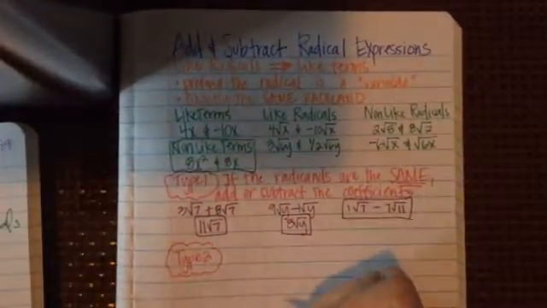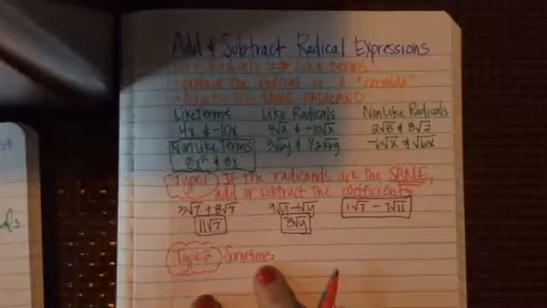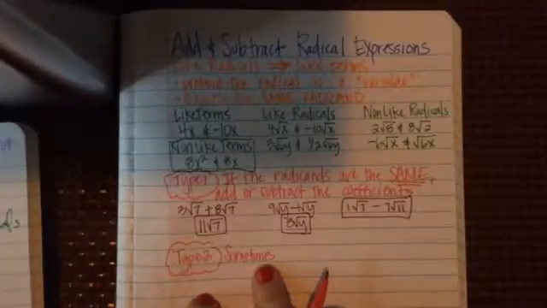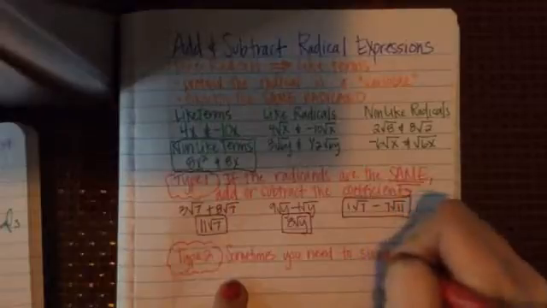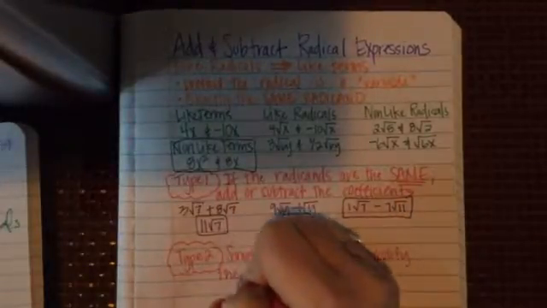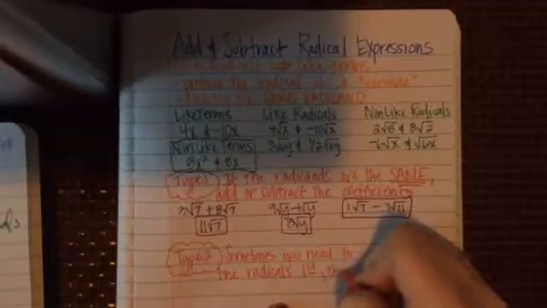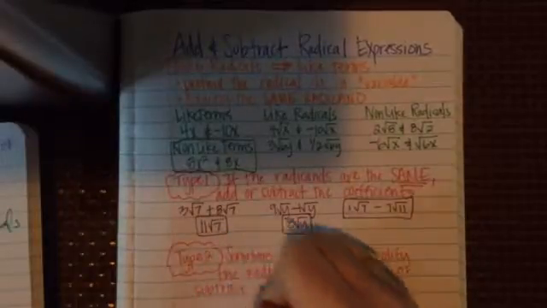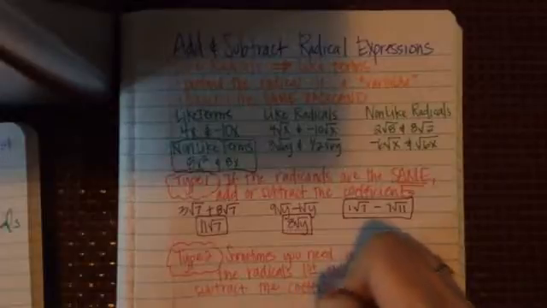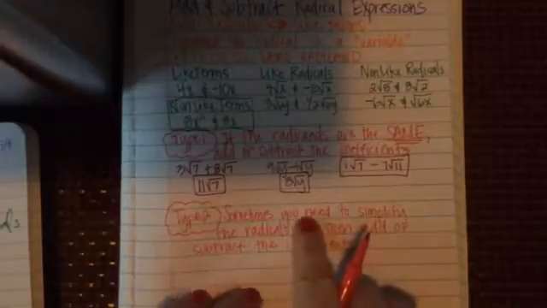So now we have type 2. It's a little bit harder. Sometimes, and again, I say sometimes, it's not going to be 50% of the time, it's probably going to be 75% of the time, 80% of the time, most of the time, right? Sometimes you need to simplify the radicals first. Then add or subtract the coefficients. So sometimes you're going to have to do some algebra first. Before you add or subtract, you're going to have to do some simplification.